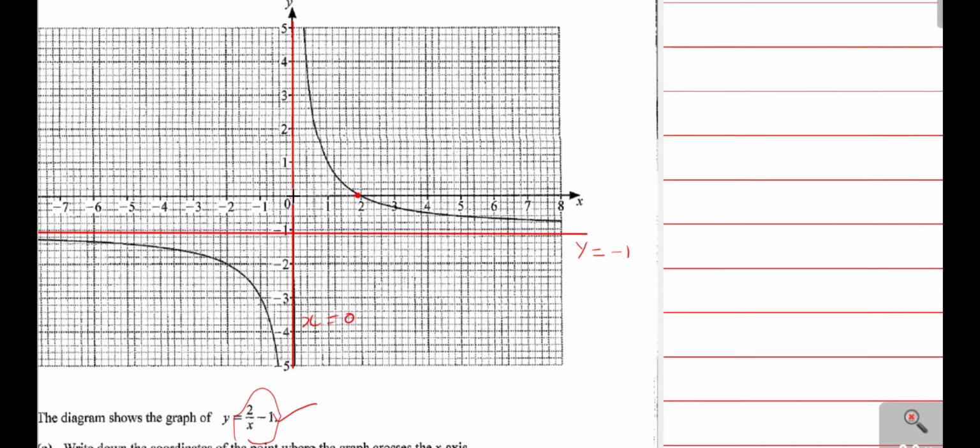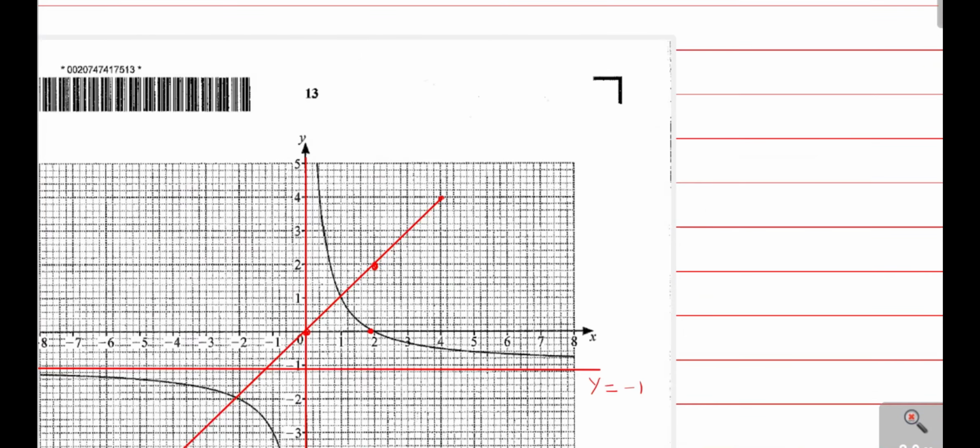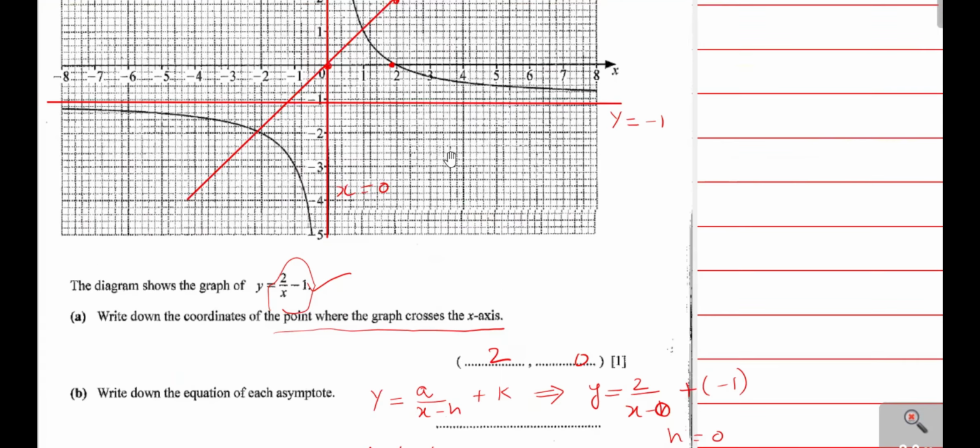And this is 0, 0. This is 2, 2. Next is 4, 4. By joining these points, we get the straight line y equal to x. This is the straight line. And next, question number 16.